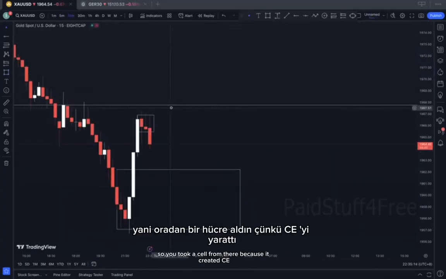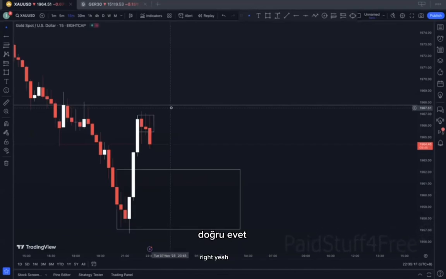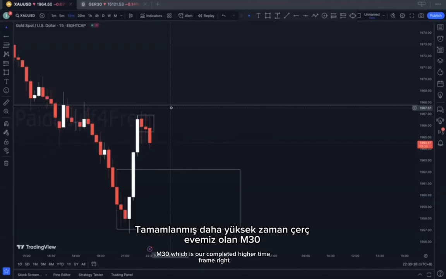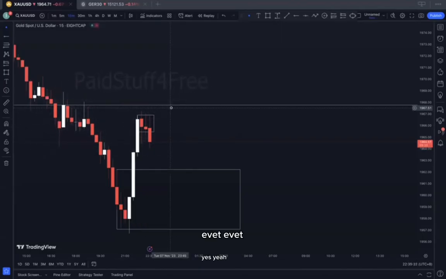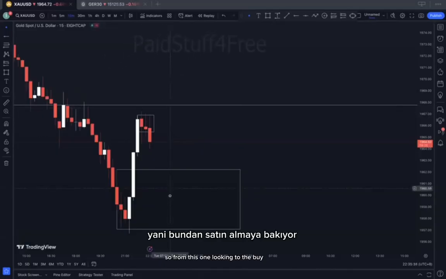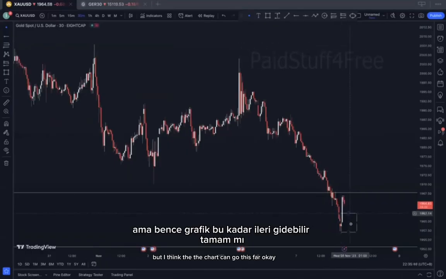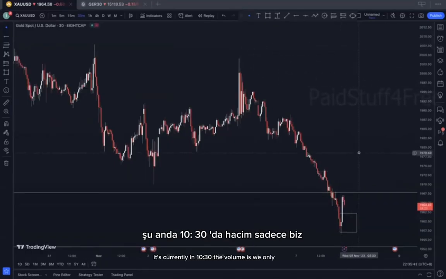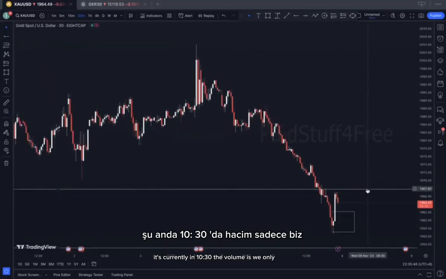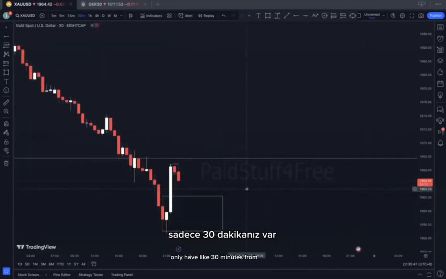So you took a sell from there because it created CE, right? Yeah, I'm selling for about 16 pips. Not that much, but yeah. Looking for that buy zone of M30, which is our completed higher time frame, right? Yes. So from this one, looking to the buy, but I think the chart can go this far to the top, because it's currently in 10:30. We only have like 30 minutes for the volume to end, right?